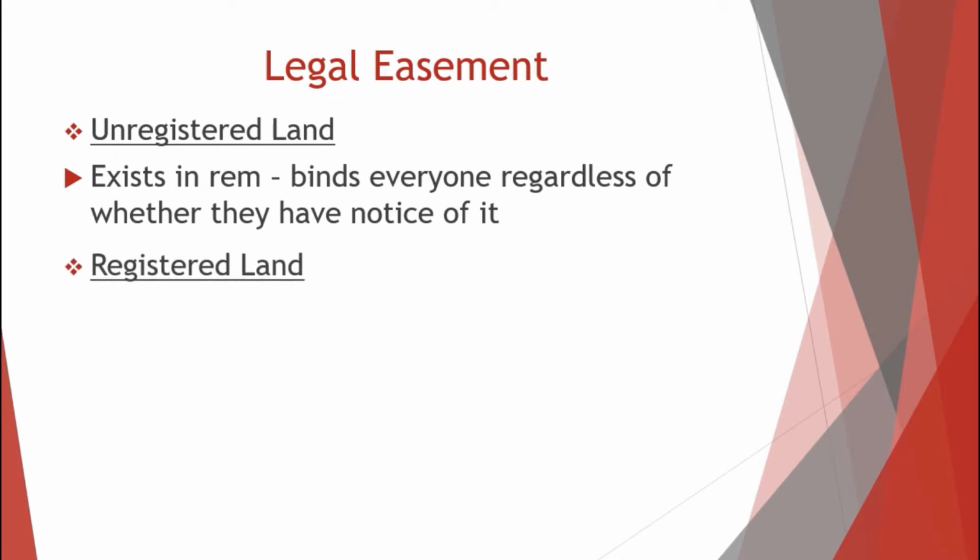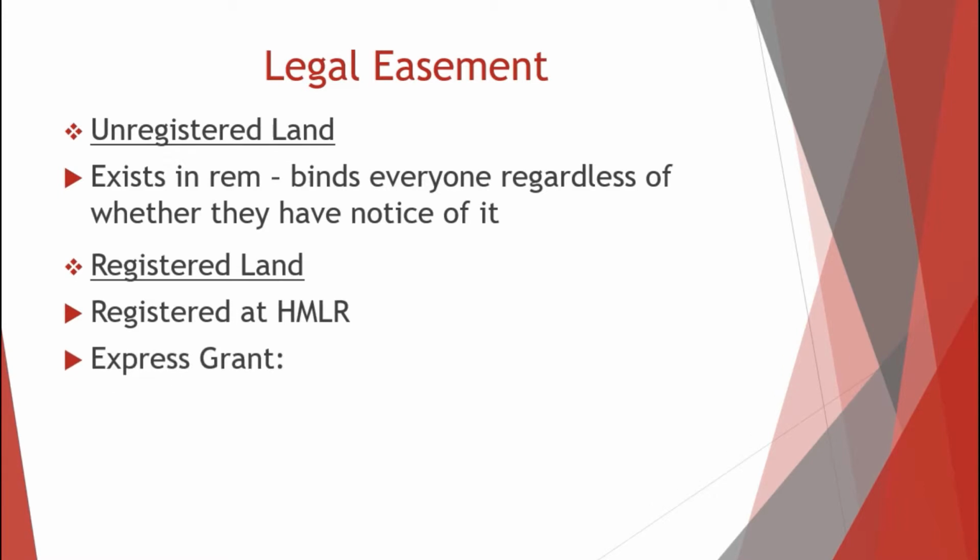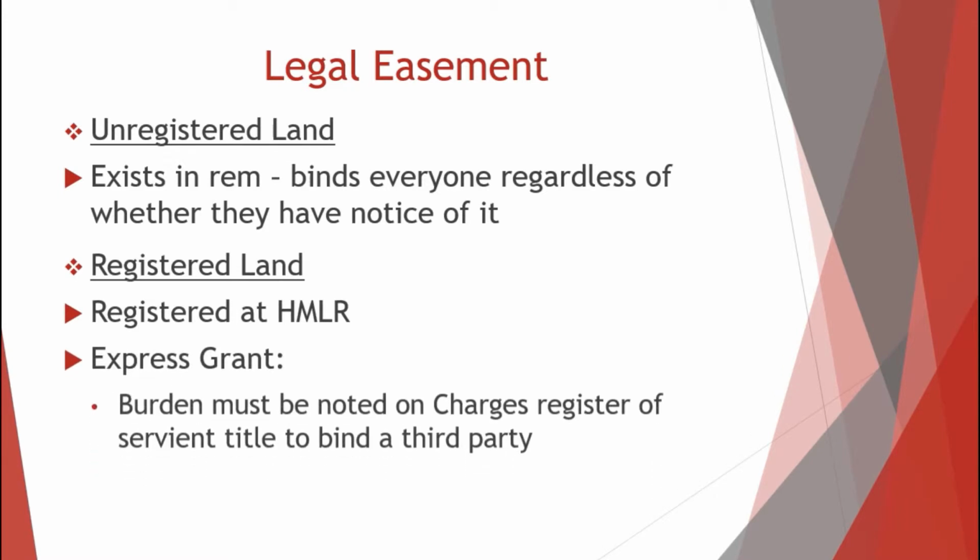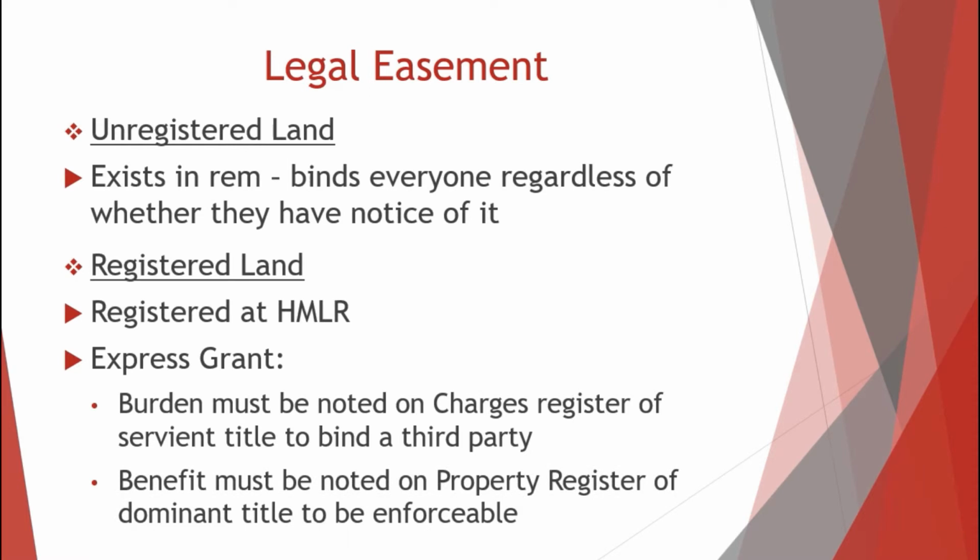A legal easement in registered land is registered at Her Majesty's Land Registry, or HMLR. It will bind third parties as an express grant, but a burden must be noted on the charges register of the servient title to bind a third party, and the benefit must be noted on the property register of the dominant title to be enforceable.